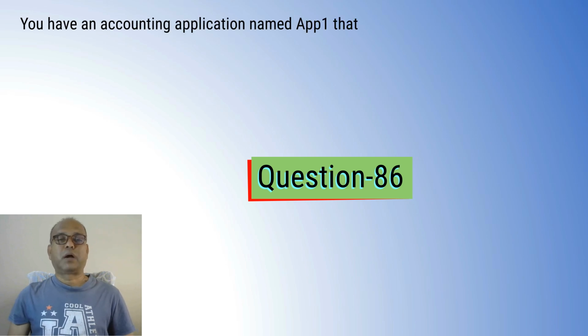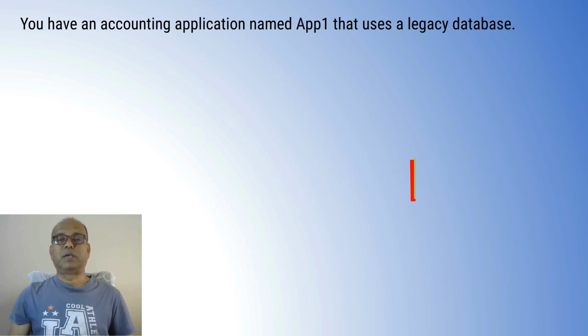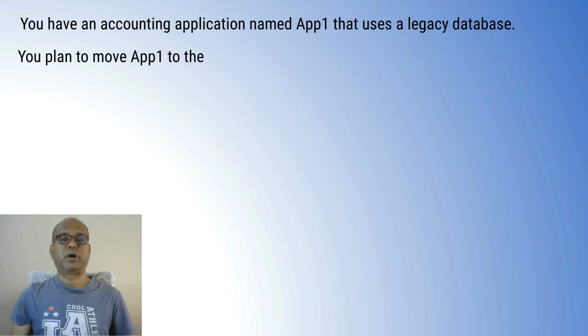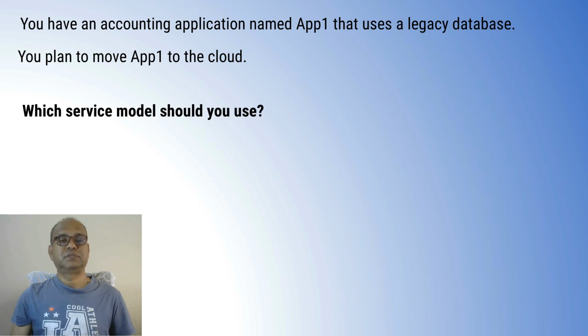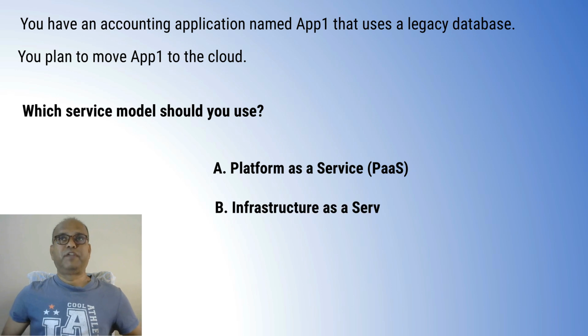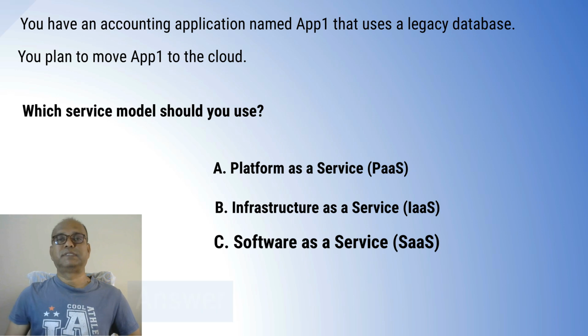You have an accounting application named App1 that uses a legacy database. You plan to move App1 to the cloud. Which service model should you use? Option A, Platform as a Service PaaS. Option B, Infrastructure as a Service IaaS. Option C, Software as a Service SaaS.